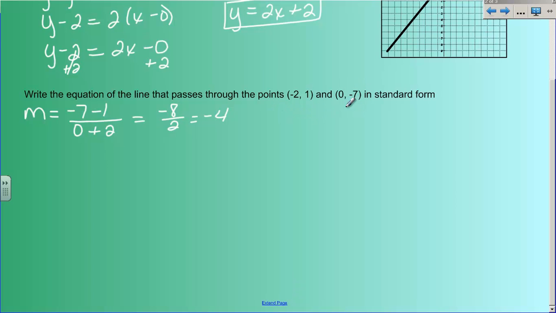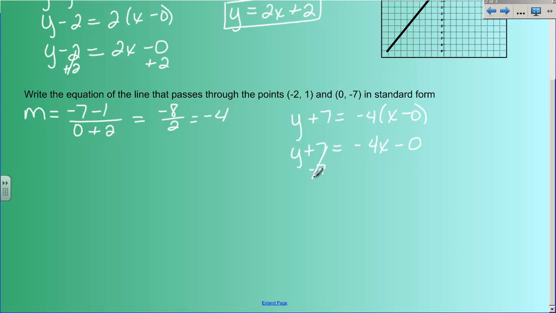I'm going to use this point because it has a 0 in it, and I told you I like the ones with zeros. So I'm going to go back to this form, y minus y1, but in this case my y1 is negative 7, so this becomes plus 7. My slope is negative 4 times x minus 0. And then I distribute, so I have y plus 7 equals negative 4x minus 0. And I need to get this in standard form. Standard form, x and y are on the same side.